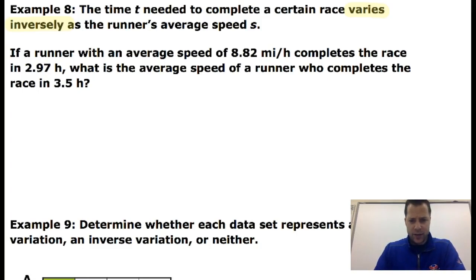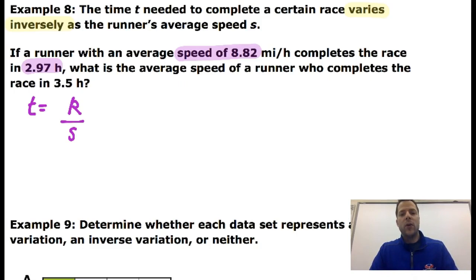Okay, as the runner's average speed s. Okay, so the time t needed to complete a certain race. So basically t is going to be equal to k over s or a over s, okay? If a runner with average speed, so there's our s value, right, speed, so let's highlight that. Speed is 8.82 miles an hour, completes the race in 2.97 hours. What is the average speed of the runner who completes the race in 3.5 hours?